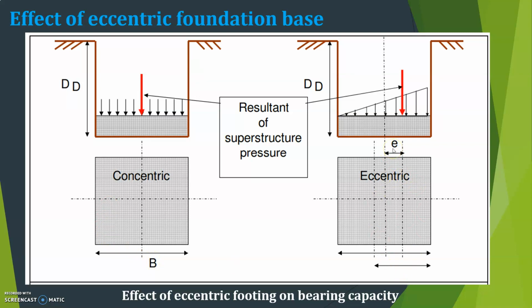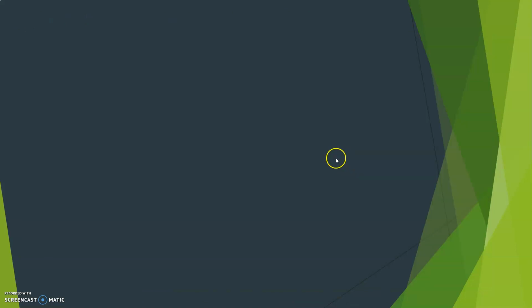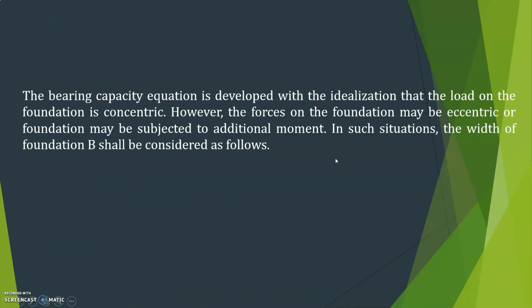So here you have the E value. You have to consider it while calculating the bearing capacity. So this is the depth and this is the base of the foundation. When the load is exactly acting at the center, then it is called concentric loading. If it is not at the center, then it is eccentric, so you have to consider the effect of E. So the formula changes now.